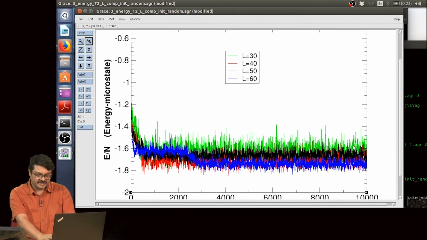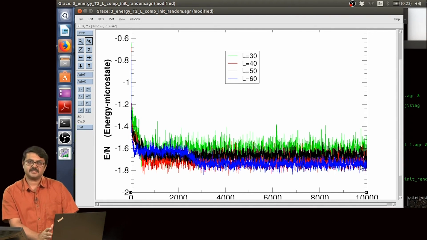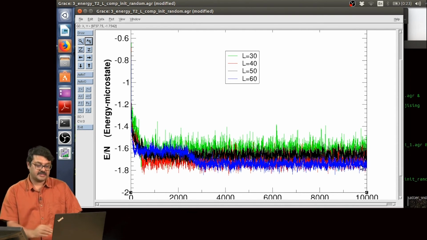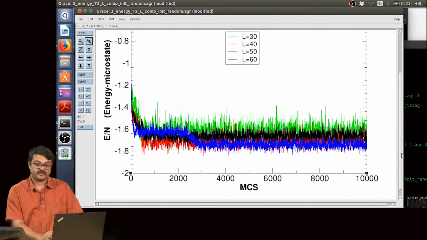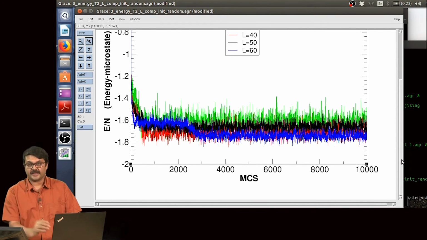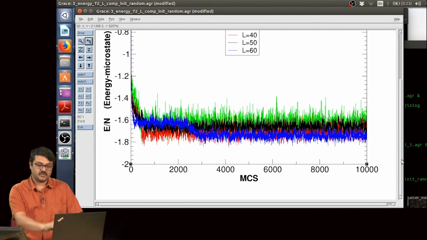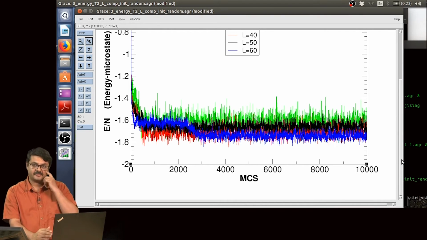So, here we see that there is a slight shift in the values of energies. The question is why, and let us check. If we run this for each box size for a much longer number of iterations, instead of 10,000 MCS, suppose you run it for 1 lakh iterations, do these data merge? Because we seem to see some finite size effects. Different box sizes are giving different mean values of the energy.